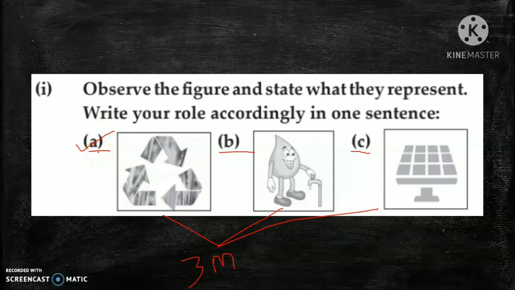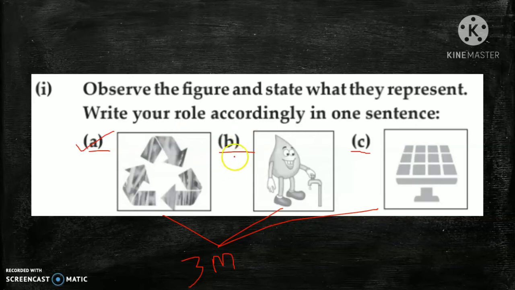The given sign is used to indicate that the object should be reused and recycled. We can collect such waste and give it to rag pickers. This will give you 1 mark.